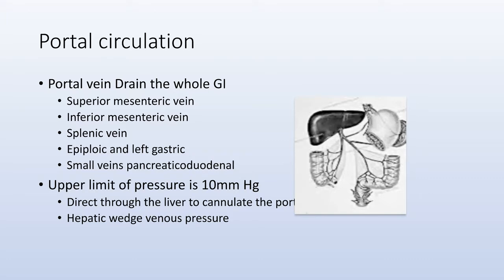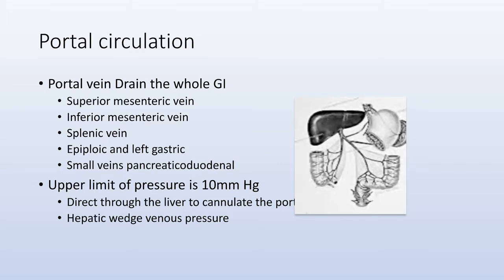We will also get some epiploic veins, and around the head of the pancreas there is particularly a small vein that runs from the head of the pancreas on the right side and joins the portal vein as the portal vein emerges from underneath the neck of the pancreas.